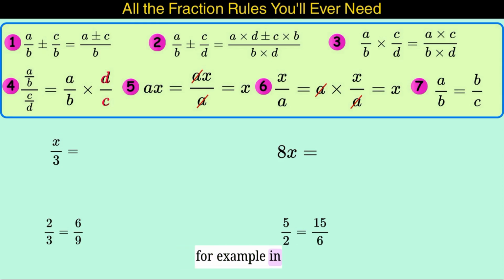For example, in this one here, which is rule number 5, you want to get rid of this 8. If you want to get rid of this 8 when you have an equation, this is for later. Just remember, it's an easy one. All you have to do is divide: for ax, to get rid of this a, divide by a. This one here, I'm going to divide by 8. So 8 divided by 8 is 1. So the answer will be x.